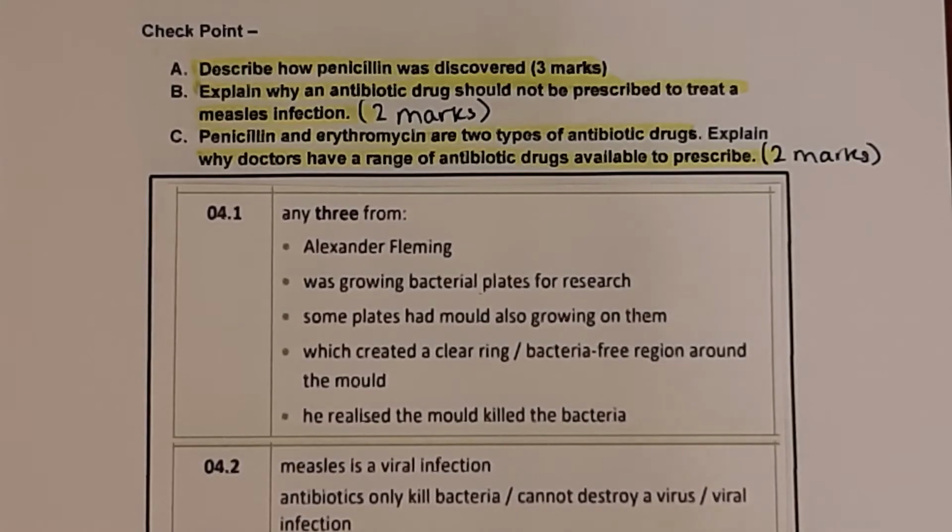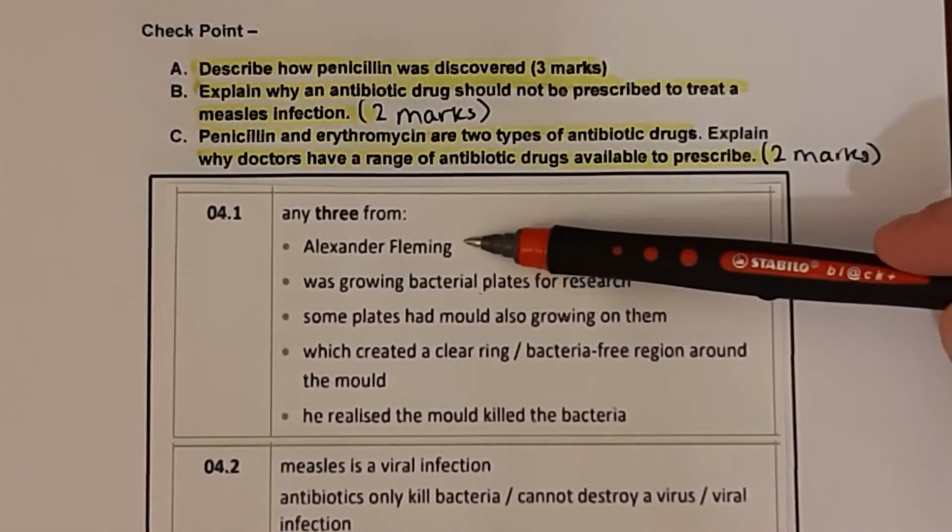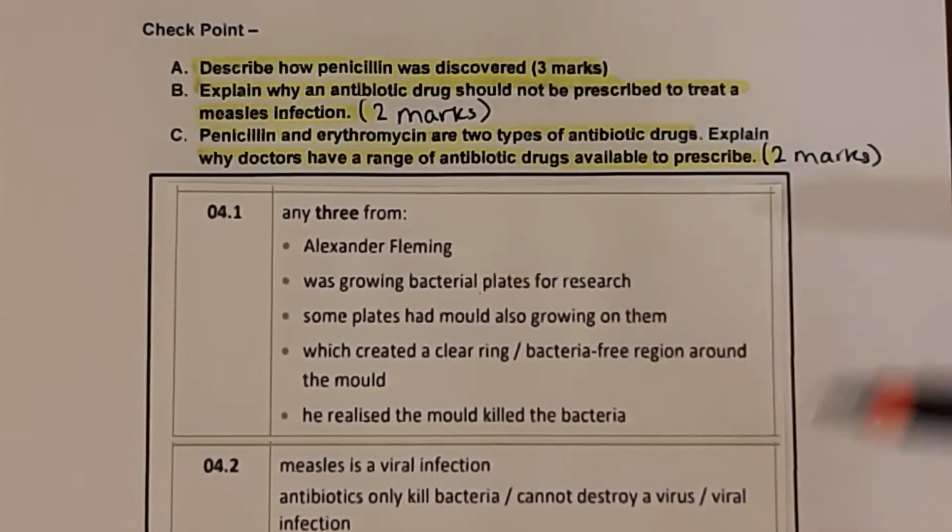Okay, so let's go through that. Question 1. There are 3 marks here, so any 3 of these 5 points. So just the name, Alexander Fleming, or even just the surname, Fleming will do.